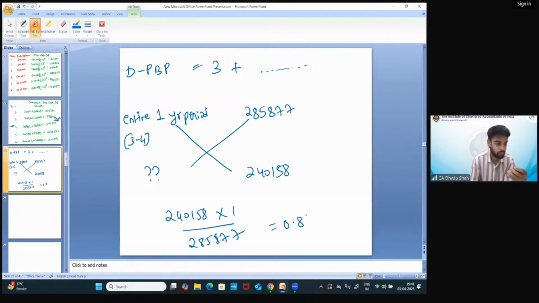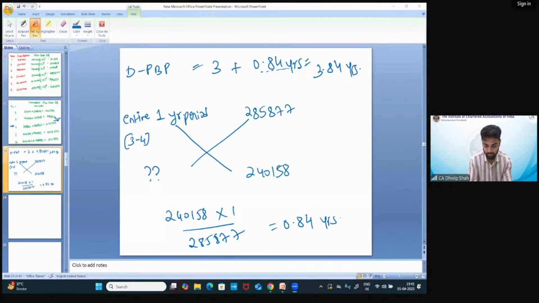0.84 years. So can I say my discounted payback period comes to 3.84 years? Yes or no? Are you following? Yes, 3.84. Correct. Understood? Now my question to you. Will my payback period be higher than discounted payback period and vice versa? क्या होगा? डिस्काउंटेड पेबैक पीरियड ज्यादा होगा पेबैक पीरियड से कि पेबैक पीरियड डिस्काउंटेड पेबैक पीरियड से ज्यादा होगा?